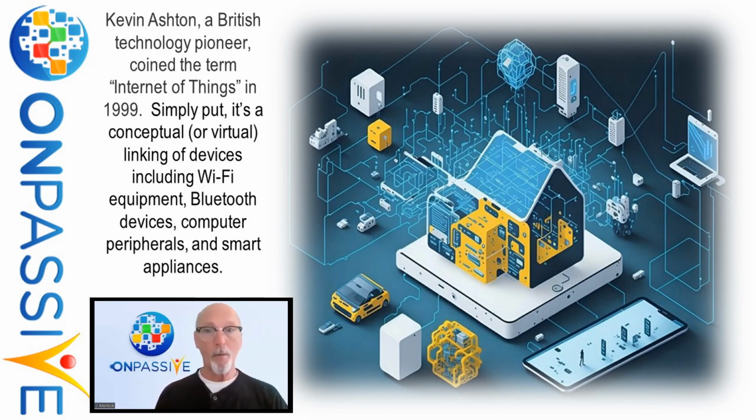Buildings, vehicles, home appliances, all can connect with IoT, meaning that the internet can control all these everyday items or objects, and these can also collect and exchange data between them, making them readable and recognizable over networks. So, simply put, IoT is a conceptual linking of devices, including Wi-Fi equipment, Bluetooth devices, computer peripherals, smart appliances, stuff like that. Stoves, phones, refrigerators, Alexa.